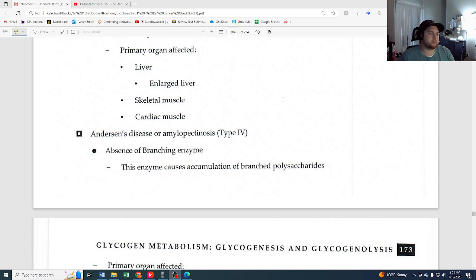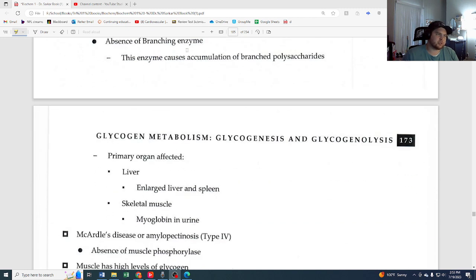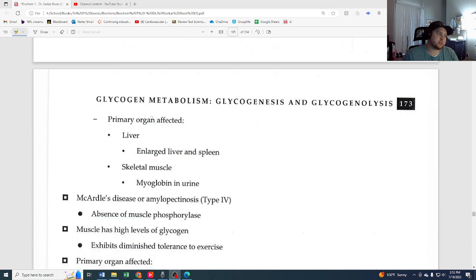Andersen's disease, or amylopectinosis. You have absence of the branching enzyme. This enzyme deficiency causes accumulation of branched polysaccharides. Again, same sort of symptoms: enlarged liver, spleen, myoglobin in urine.